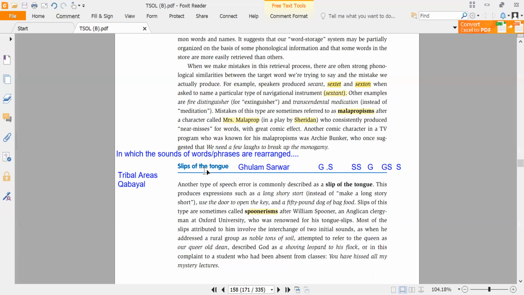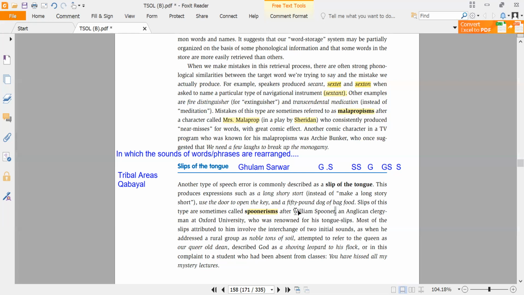Some examples are basically called spoonerism, right? They are slips of the tongue, particularly word reversal, when we reverse the initial sounds, or the initial consonants you may say, of two or more words. We exchange the initial sounds, and this phenomenon has actually come from William Spooner.